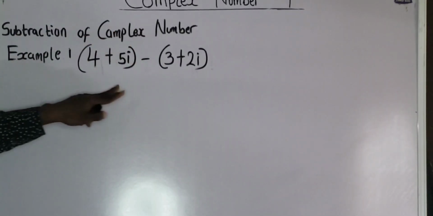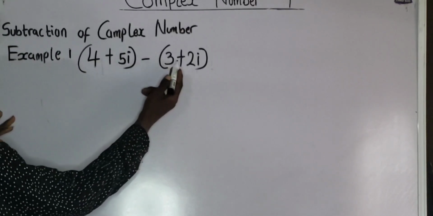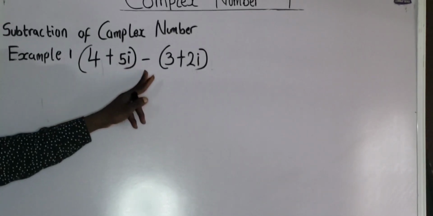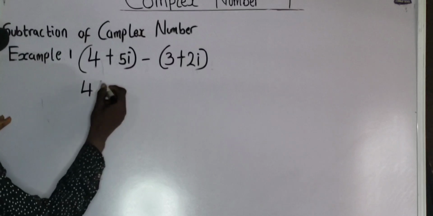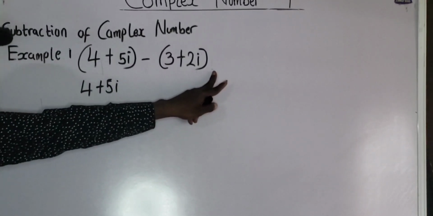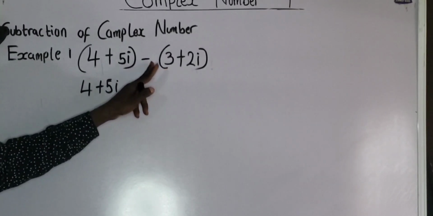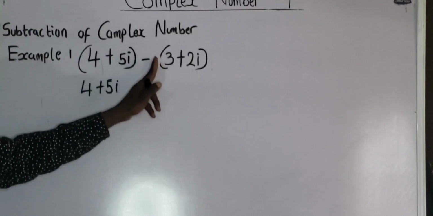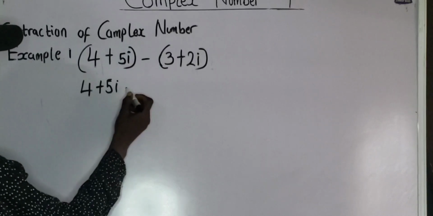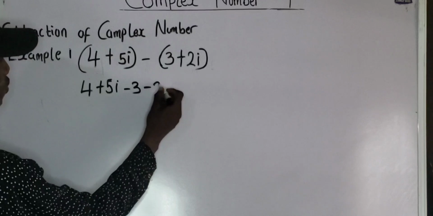Now let us look at subtraction of complex numbers. Let us evaluate this example 1. We have 4 plus 5i minus 3 plus 2i. I want you to take note of this sign. If you want to open this bracket, you have to put it like this: 4 plus 5i, then you are going to use this minus sign to open this bracket. That is, you are going to multiply the entities in this bracket by the minus sign. Don't forget that this minus is also the same thing as what? Minus 1. You understand? There is an invisible 1 in this place. So, minus multiplied by 3, we are going to have minus 3, minus multiplied by plus 2i, we are going to have minus 2i.